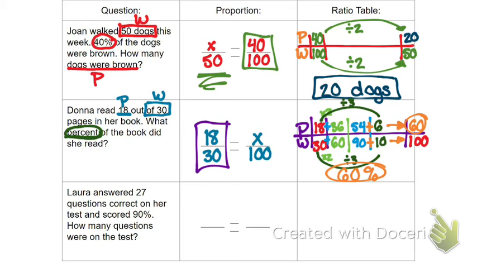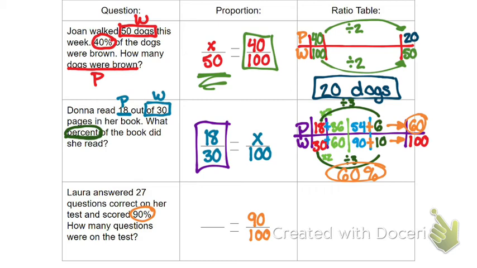On our last question, it says Laura answered 27 questions correct on her test and scored 90%. How many questions were on the test? So again, the first thing I look for is that percent sign to get it out of the way, 90%. And I know that that always goes over 100, and I always put it as my second fraction. Do you have to? Absolutely not. But let's look for the part and look for the whole.